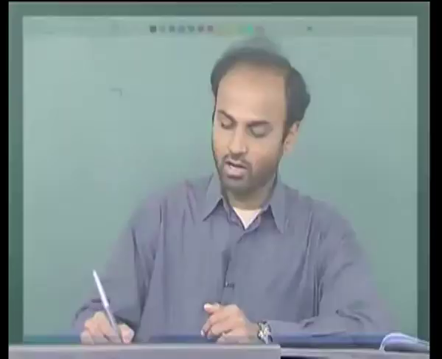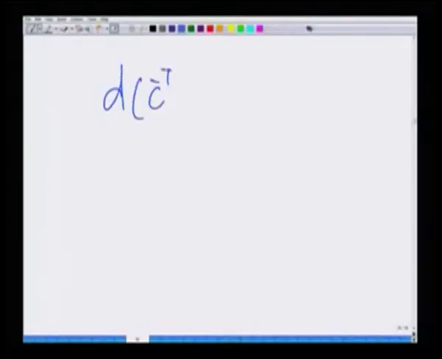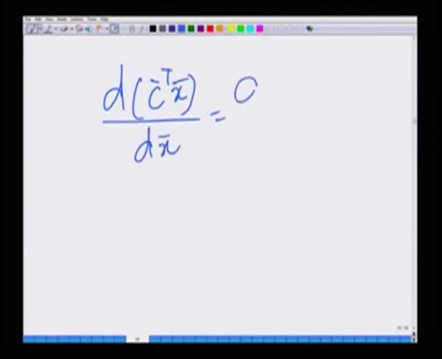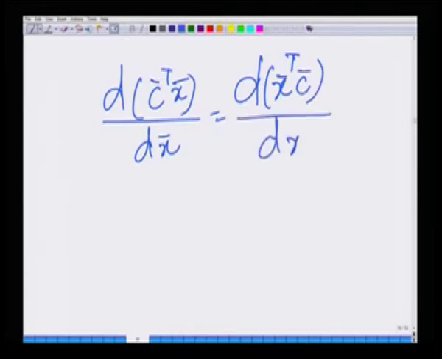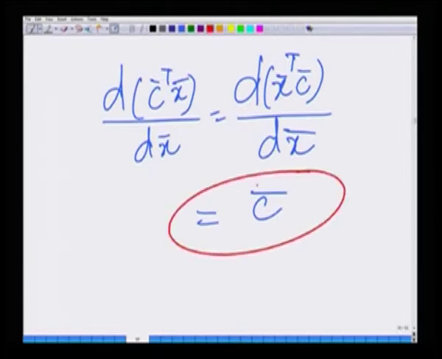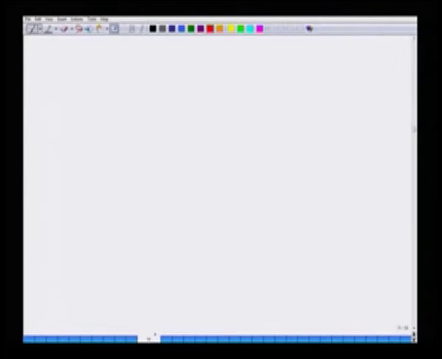All right, this is a vector analog of this scalar rule. So, I am going to just rewrite this as follows: the derivative of C bar transpose x bar over dx bar equals the derivative of x bar transpose C bar over dx bar, which is nothing but C bar. All right. So, this derivative is C bar. That is the result that we are going to use subsequently.